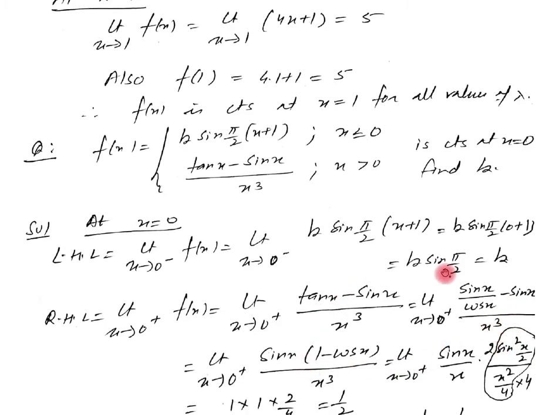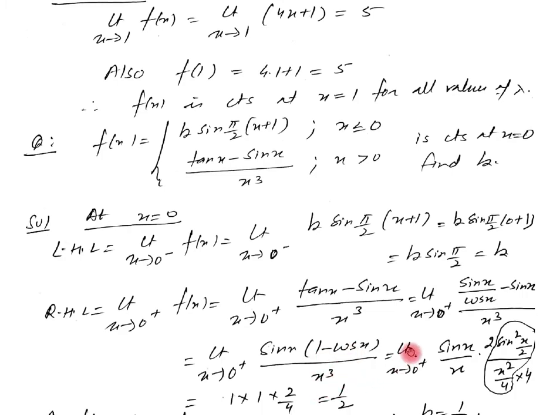Then simplifying the expression, we have sin x into 1 minus cos x upon x cube. It can be written as limit x tends to 0 plus sin x. Now 1 minus cos x can be written as 2 sin square x by 2. Now this x cube can be adjusted like this: one x will be here and another x square will be here. Now making the same angle in the numerator and denominator by multiplying and dividing by 4.